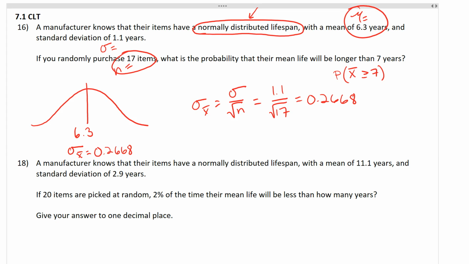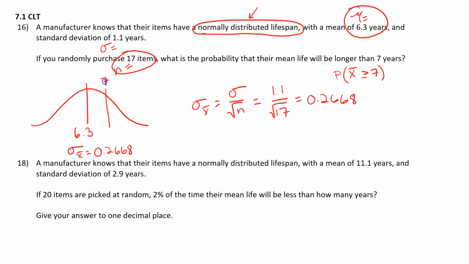And there we go. So that's what our central limit theorem tells us, that the distribution we're going to use to find the probability is normal with this mean and that standard deviation. And now we can find the probability of getting something that's higher than 7. So we're finding this area, this probability. So now it's just a matter of plugging it into our calculator.